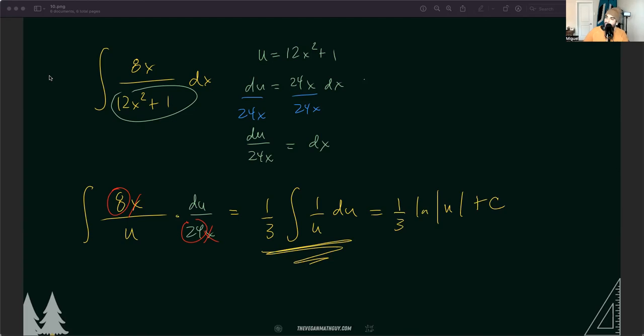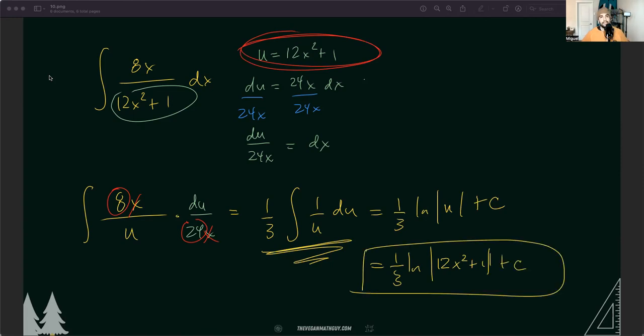And our last step is just to go ahead and rewrite this in terms of x. So we plug in the value of u that we had on top for the value of u in the integral. So now we have 1/3 natural log of absolute value of 12x squared plus 1, plus c. That's it.